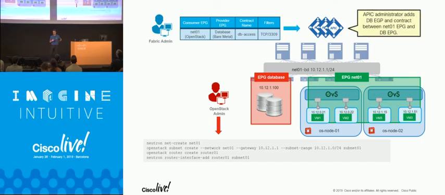So that's how you would extend the connectivity. And obviously, from an ACI standpoint, you will have a global visibility of all the workloads that you have. You see those as endpoints that are connected to each other.